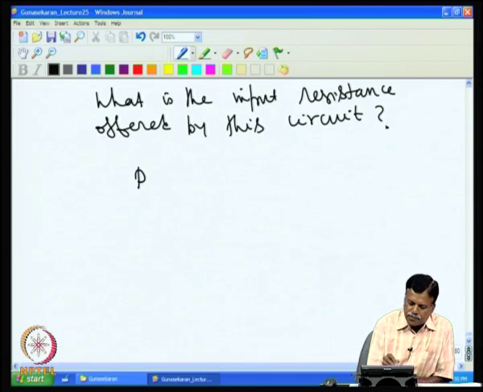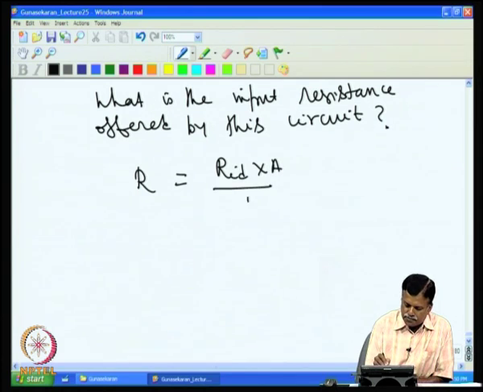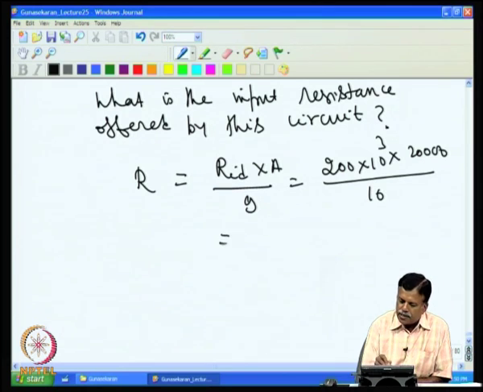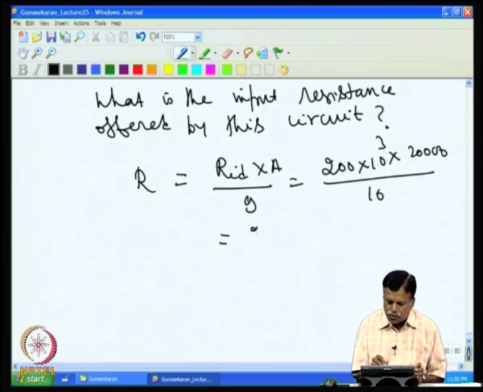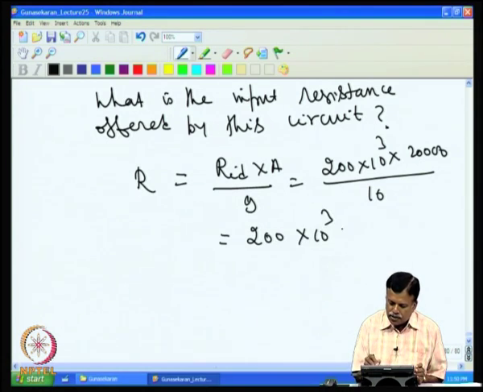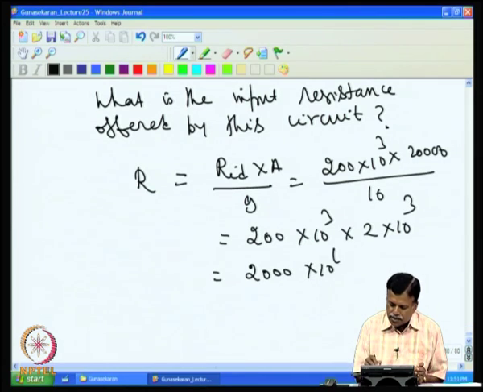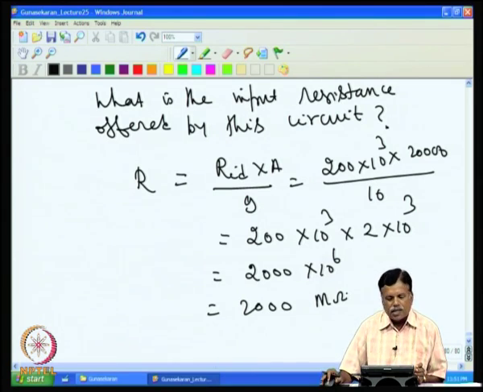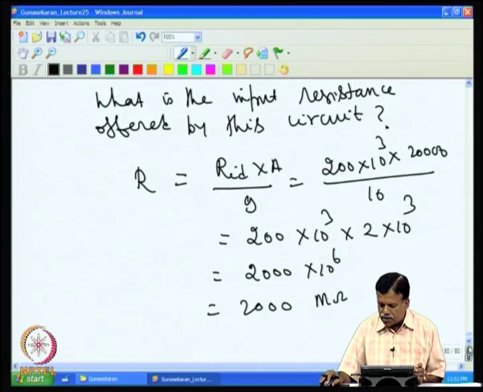If I calculate that, R will be RID into A by G. That comes to 200K, and A is 20,000, and G in this case is 10, so that is 200 into 10 power 3 into 2 into 10 power 3, that comes to 2000 into 10 power 6, that is 2000 megohms. In that case, the input resistance offered by the op amp is 2000 megohm, not infinity which normally we think of.